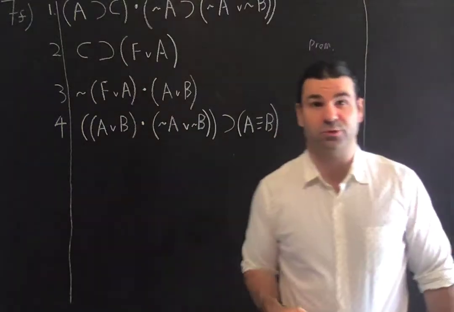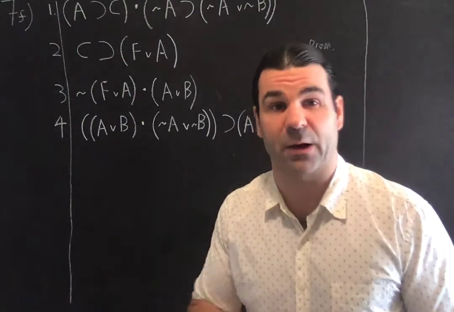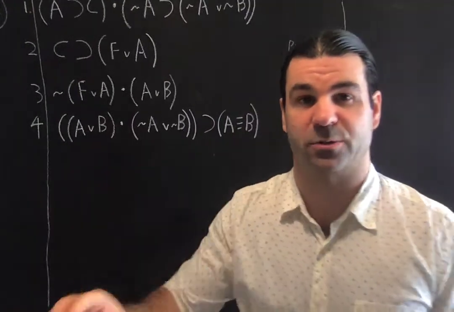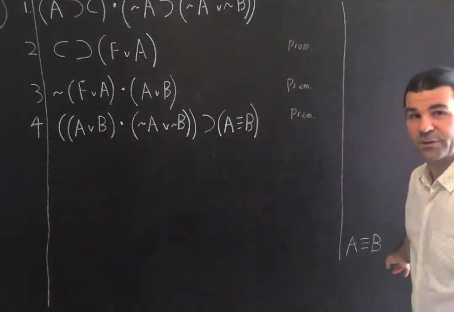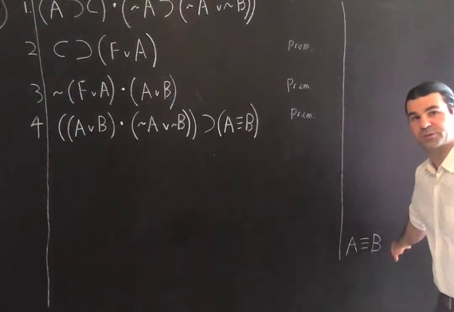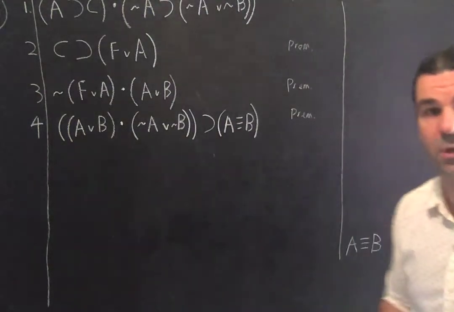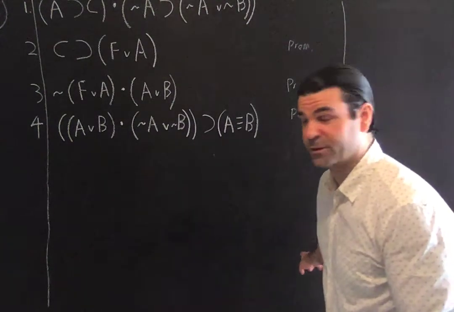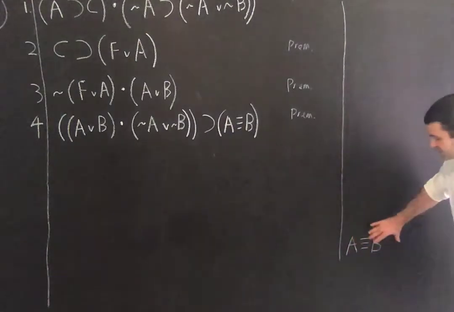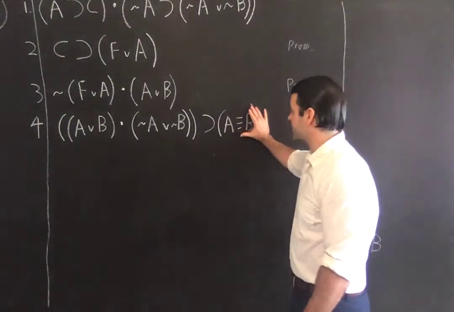Now that should lead you to immediately think, aha, that tells me how I'm going to get A biconditional B, how I'm going to get that formula. I'm going to derive this as the conclusion of modus ponens, because modus ponens is the rule which allows you to infer the consequent of conditionals. And the first thing you've noticed is that this is the consequent of this conditional.